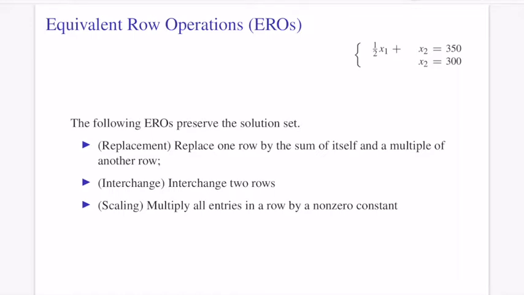There can be many row operations, and we're going to focus on 3 fundamental row operations which preserve the solution set. The first one is called replacement. It means replace one row by the sum of itself and a multiple of another row. So in the previous example, we had 1/2 x1 plus x2 equals 350 and x2 equals 300. And as an example, we had replacement. What we did is that we replaced R1 by itself plus a multiple of another row, so a multiple of R2.